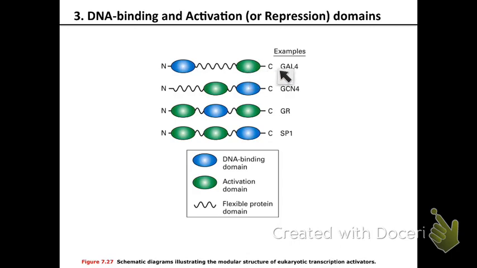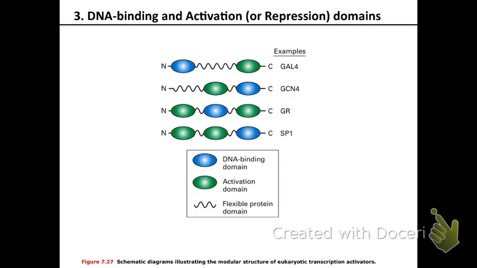So in the case of the yeast transcription factor GAL4, you have a DNA binding domain at the N terminus of the protein and the activation domain at the C terminus. The places that these DNA binding domains and activation domains occupy within the protein can be different. So in this case, you have the N terminus containing an activation domain, and the C terminus has a DNA binding domain. And there are proteins with multiple activation domains as well.